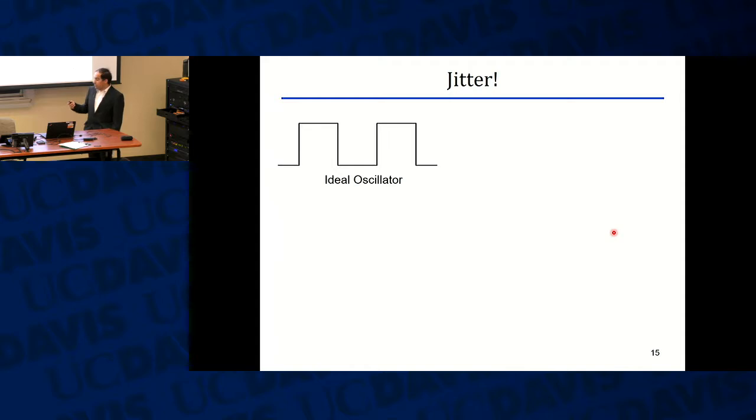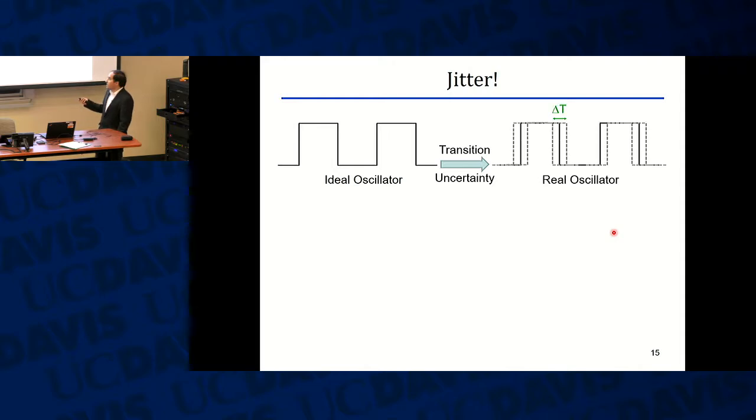But before we do that, let's figure out what we mean by low jitter references. If you have an ideal oscillator, the output will look like this. Let's say this is a square wave. It could be a sinusoid. But in real cases, there's uncertainty around this transition, and that is actually called jitter.